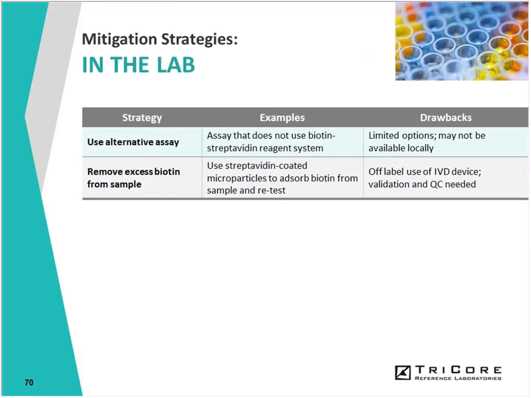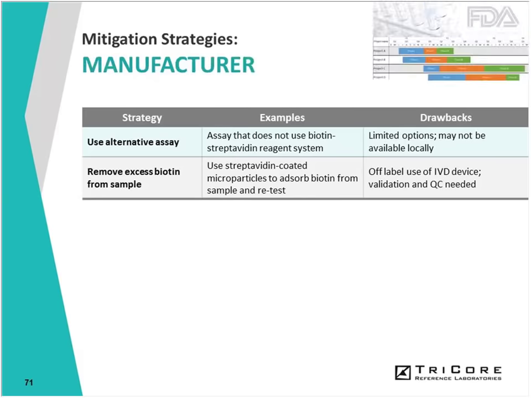Once alerted to the fact that a sample could contain excess biotin, lab personnel can take steps to prevent interference. One strategy would be to use an alternate assay that doesn't use biotin as a reagent, but that can be very impractical, and an assay may not be readily available in your lab or locally. Another strategy is to remove the excess biotin from the sample using streptavidin-coated microparticles to absorb out the exogenous biotin. However, that option would be considered an off-label use of a test, and validation of the process and appropriate QC would need to be performed by the laboratory.